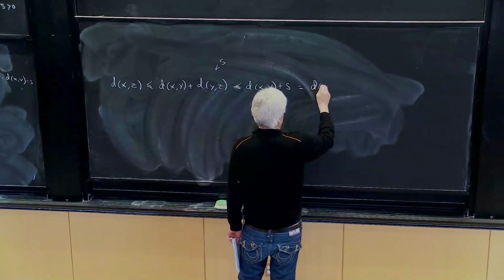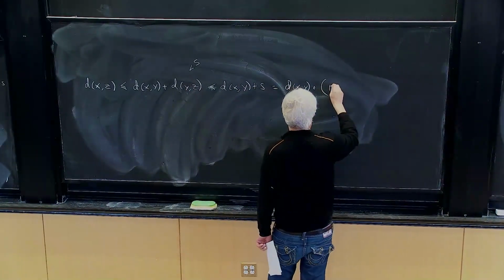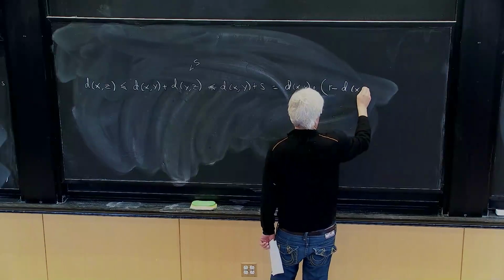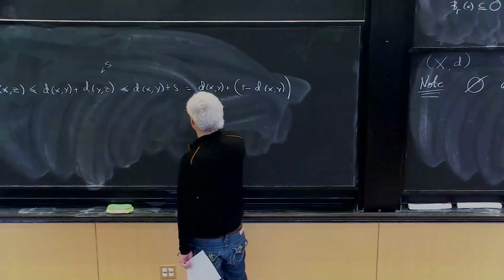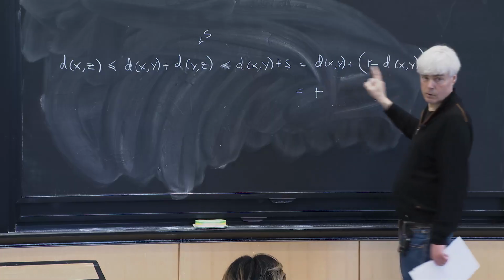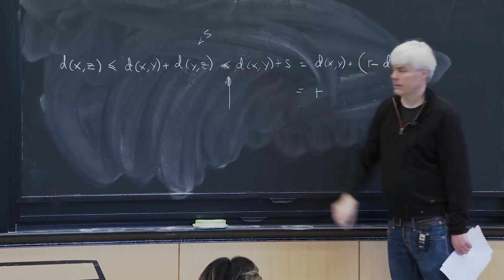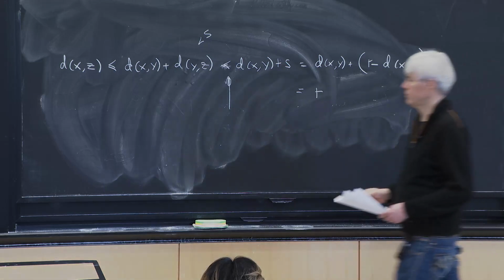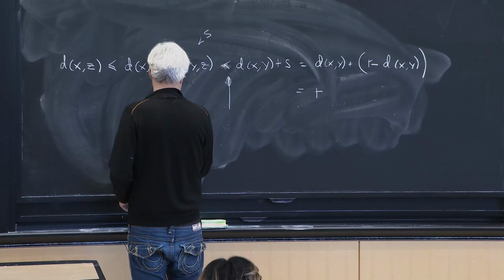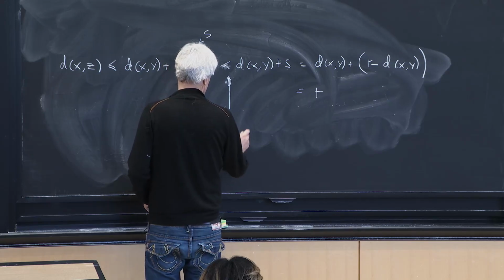S was equal to R minus d(x,y). That was the definition of S. And so now you see that this thing here is R, right? Because those two things cancel out. And this guarantees that the inequality was strict, right? And so we conclude that this whole ball here was contained in the original ball, right?